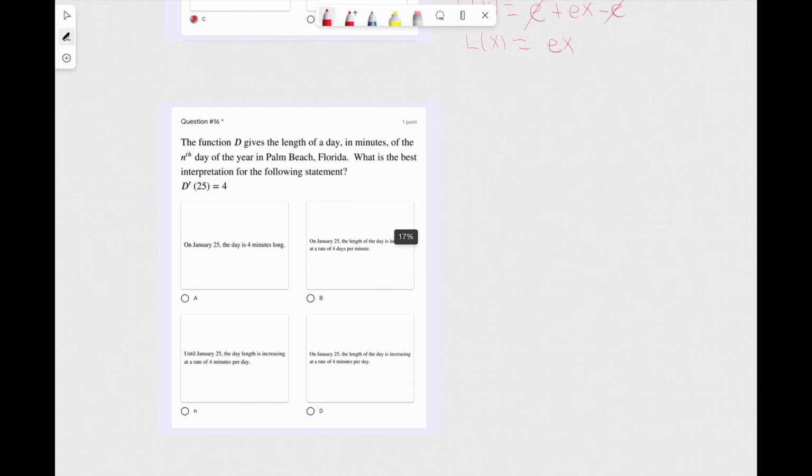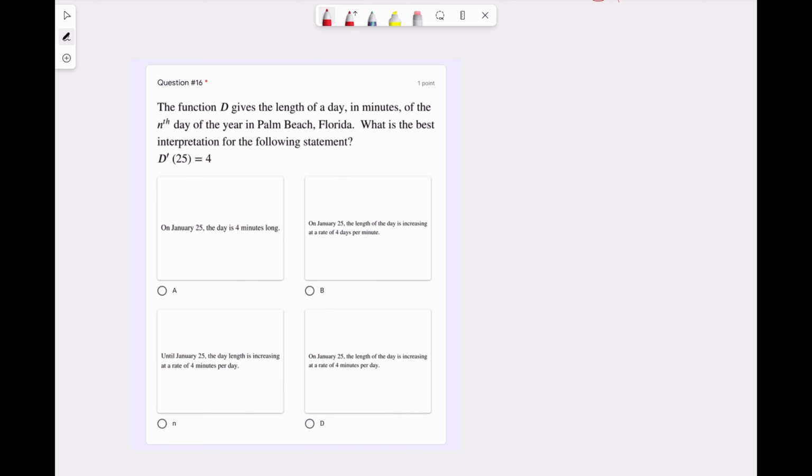All right, number 16, we have the function d gives us the length of a day in minutes of the nth day of the year in Palm Beach, Florida. What is the best interpretation for the following statement? So we have d prime of 25 is equal to 4. D prime is pretty much the rate, right? So it's increasing at a rate of something, right? So we already know A is going to be false, so we can cross A out, right?